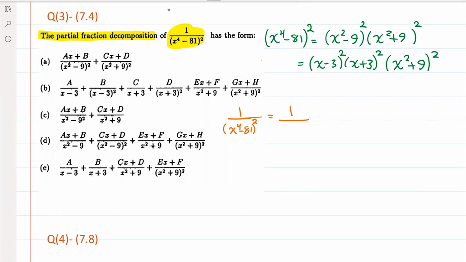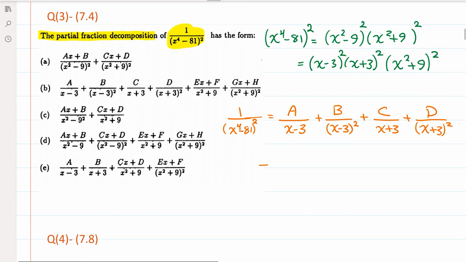What is the first fraction, Omar? A over x minus 3. Exactly, A over x minus 3. The second one will be what? B over (x minus 3) squared. Some student will ask you, Omar, this is linear, why did you put B here? This squared is for the repeated factor, not for x. Exactly. This is for multiplicity. I mean, this is the linear part repeated twice. You will do the same thing for the second part, so you will have C over x plus 3 plus D over (x plus 3) squared.